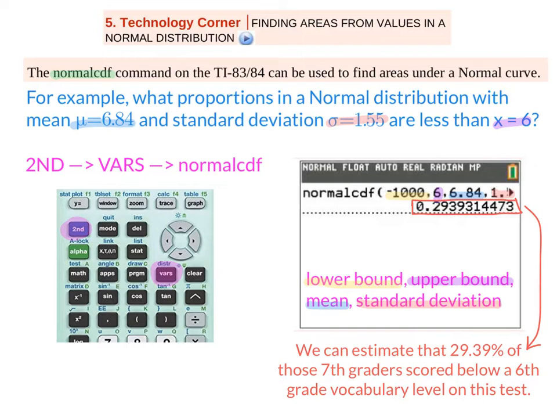answer. Interestingly enough, I prefer to not enter in the standardized values. So that's the 0 and the 1 for the mean and the standard deviation, because the z-scores we had to round. We had to round it to negative 0.54 or whatever the value was. So this one, in my opinion, is much more precise. It's off by a little bit. Both answers are great, but I prefer this one. Less work, too. So, as we said, we can estimate that about 29% of those 7th graders scored below a 6th grade vocabulary level on this test.